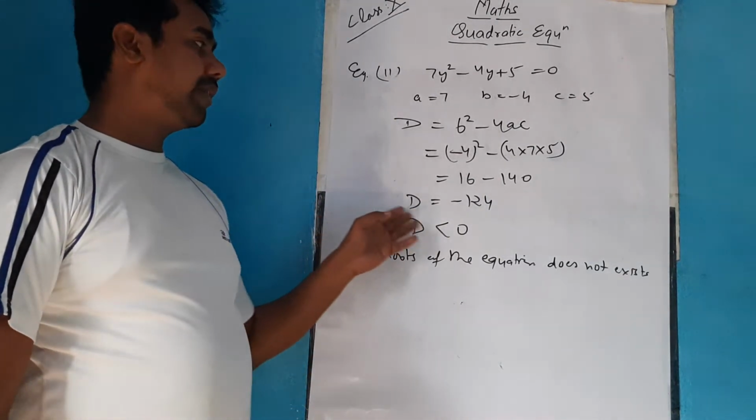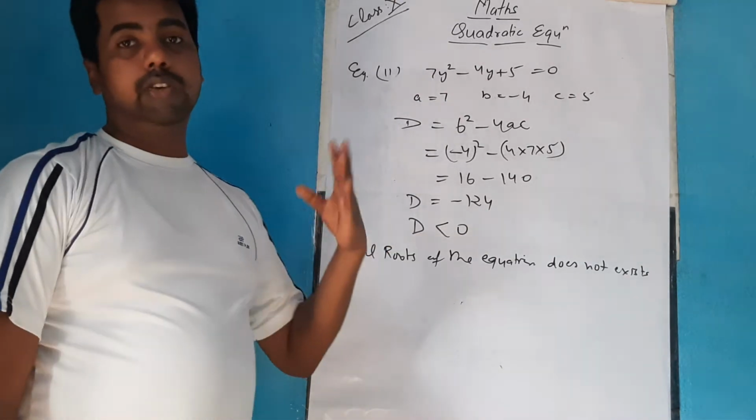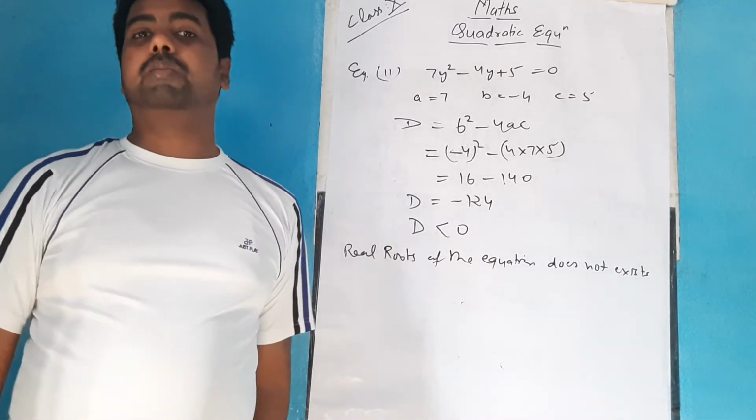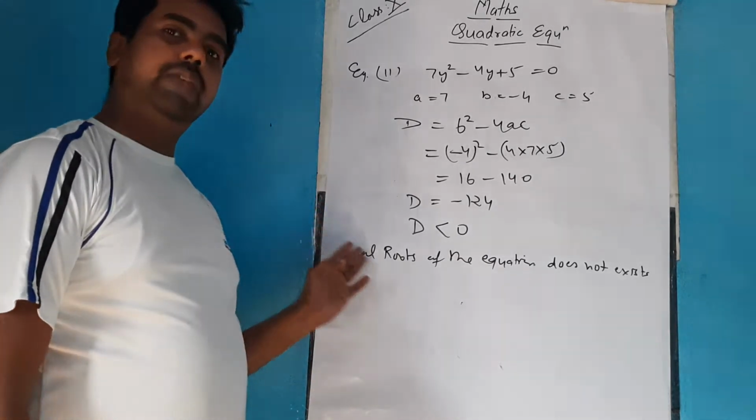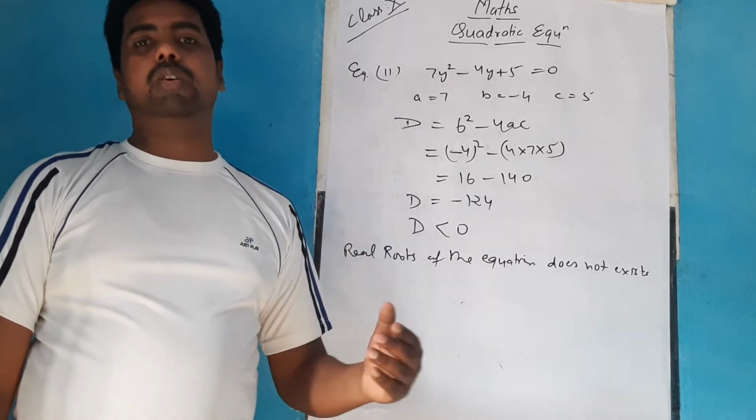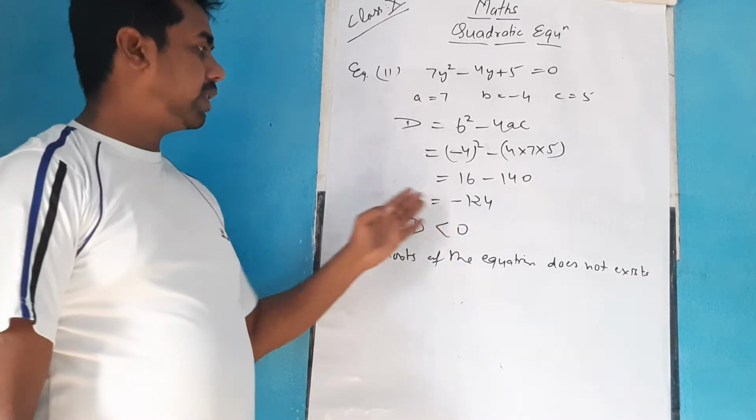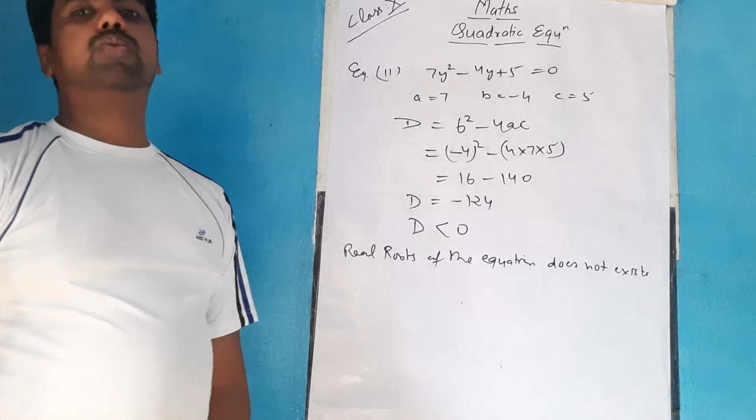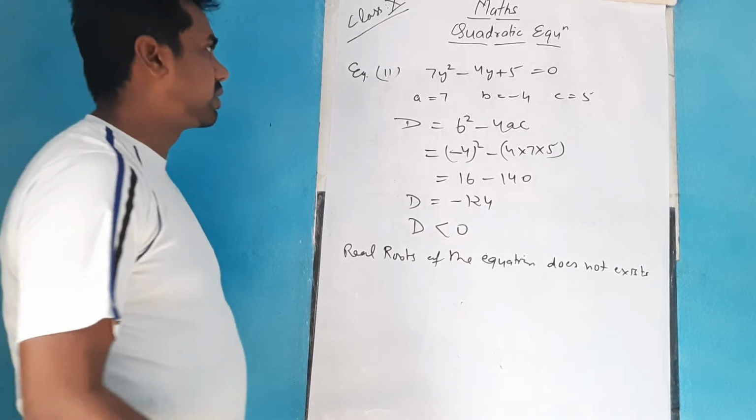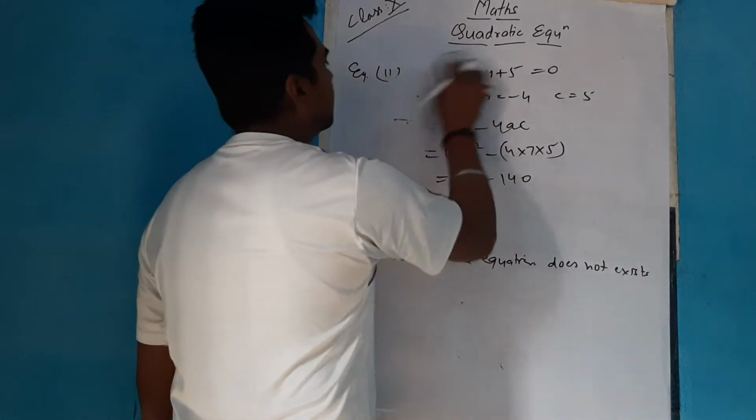Once you get the value of d as greater than 0, then you will use the quadratic formula to proceed further and get two distinct roots. When you see the value of d as equal to 0, then you will get two equal roots. When the value of d is less than 0, you will directly conclude that real roots of the equation do not exist. So this is the second equation as an example.